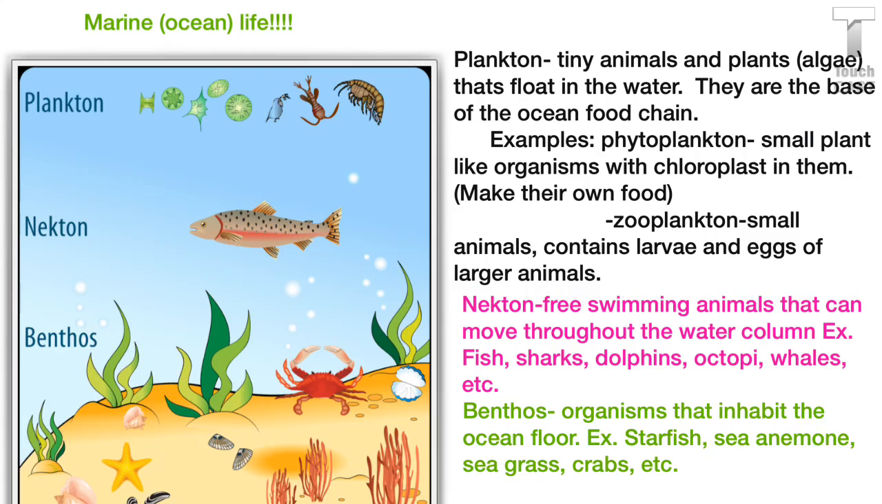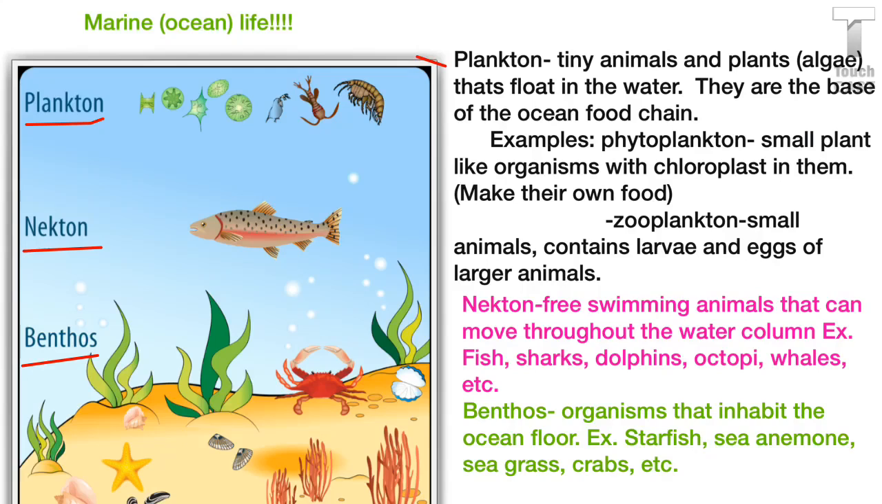Okay, so we're done talking about the ocean features. Now let's talk about the ocean creatures. Yeah, I know. All right, so look at this picture here. We've got what's called plankton, nekton, and benthos. This is how we take the animals that are in the ocean and break them down into three good categories. Plankton is just tiny animals or plants, algae, that float in the water.